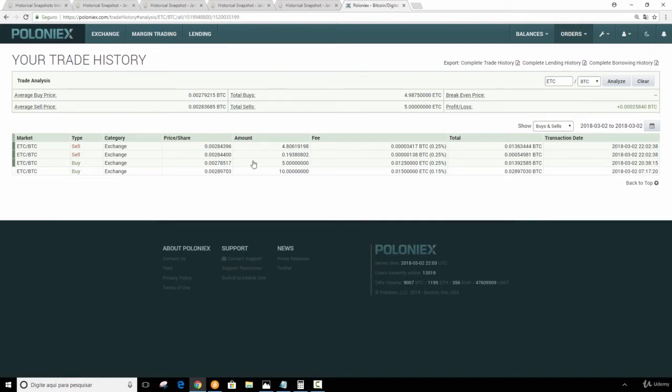Take a look at our profit here. So take a look at this number here, 0.00025840 BTC. So this is what being a trader is all about. As simple as this. We buy the currency and we sell the currency. So we buy it when the price is undervalued and we sell it when it has reached a higher value.